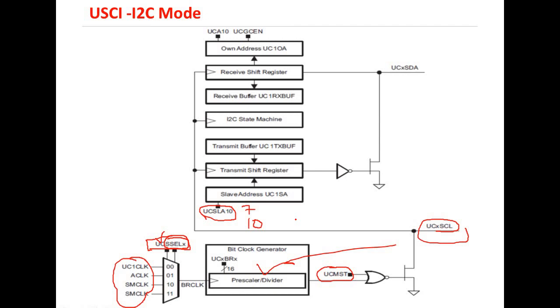And this block represents your slave address, and this is your transmit shift register which transmits the data out, and this is your transmitter buffer. The data to be transmitted is placed here predefinedly.